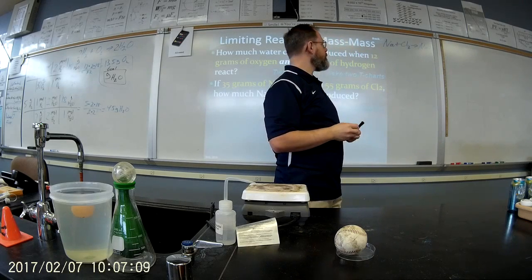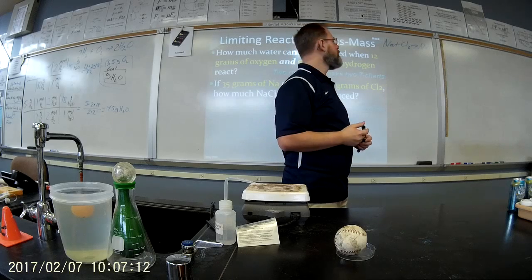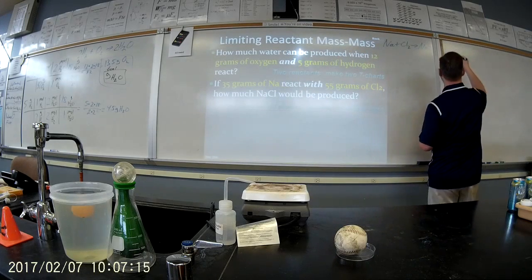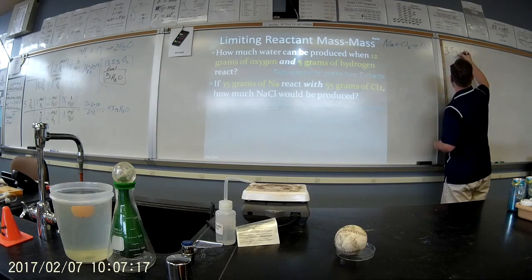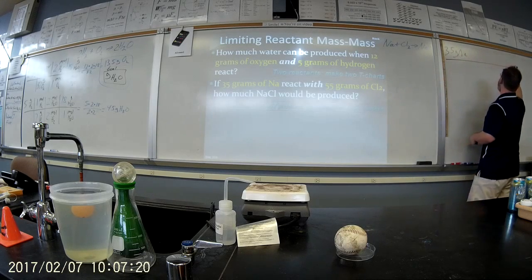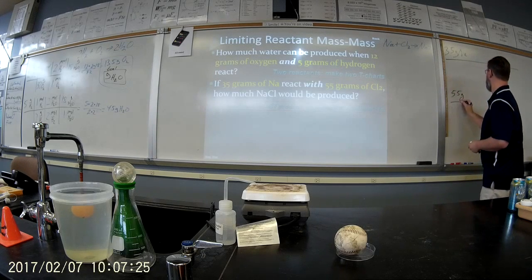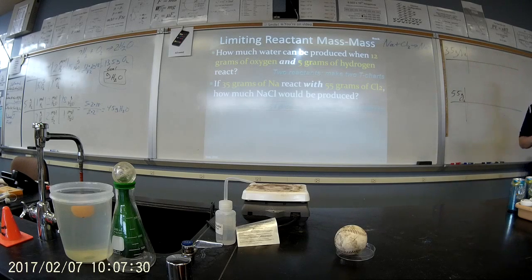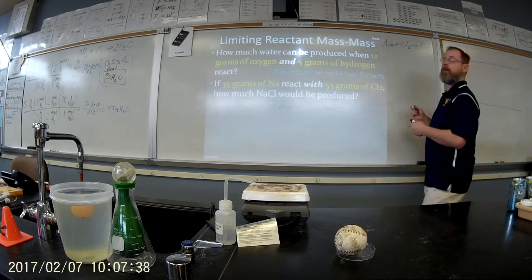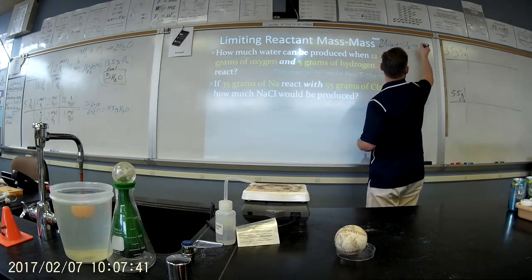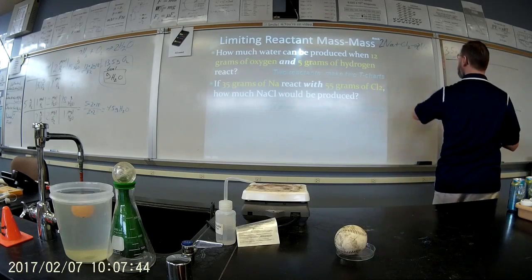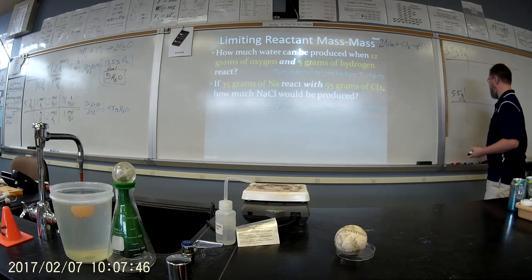Do we balance that guy? Yeah. 35 grams of sodium and 55 grams of chlorine. Is our equation balanced as it is? No. How would you balance it? 2, 1, 2. All right, sounds good. Two sodiums, two chlorines, and we're off and running.